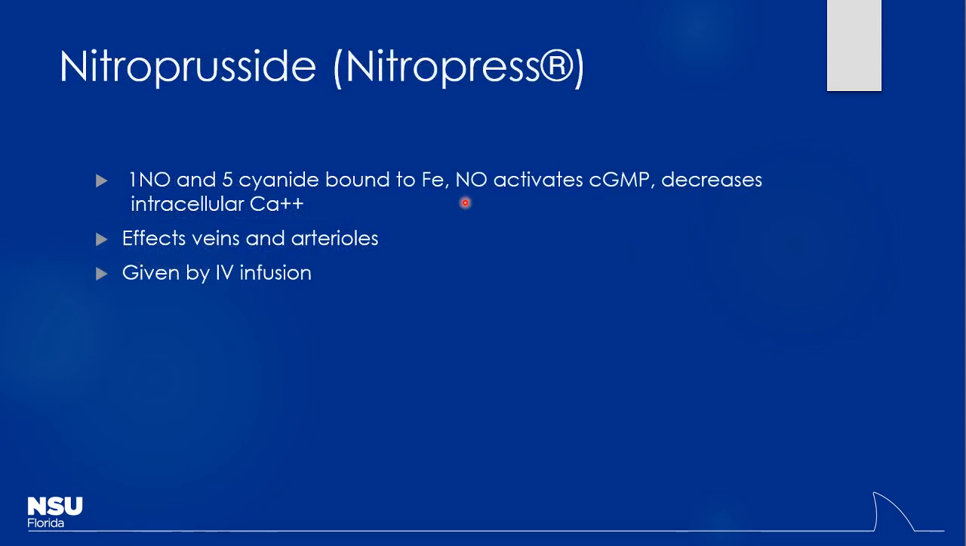Now, nitroprusside is an interesting one. This is actually one nitric oxide molecule attached to 5 cyanide molecules and iron. So the nitric oxide itself will activate cGMP, which causes vasodilation and decreases the internalization of calcium. So that's what relaxes that smooth muscle there. What kind of effects do you think you could see? Are there any inherent problems with this kind of medication you could run into?